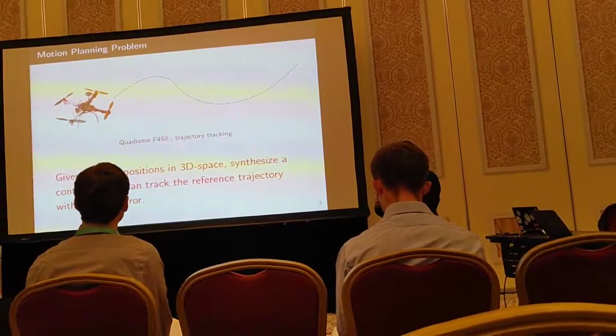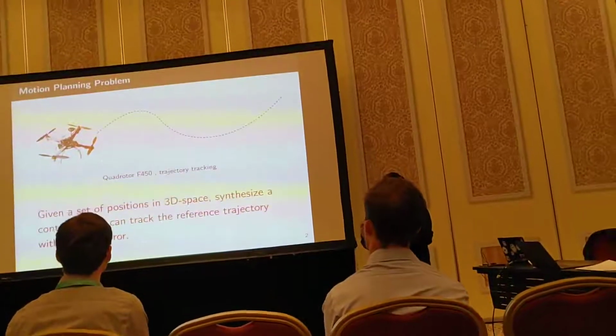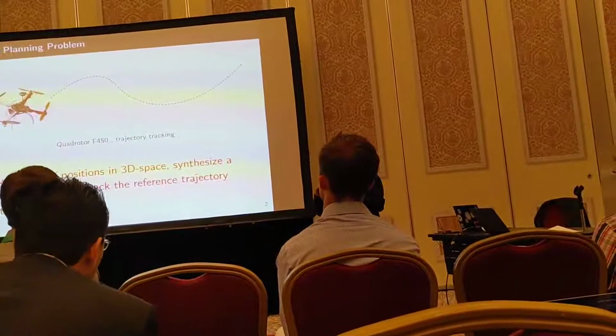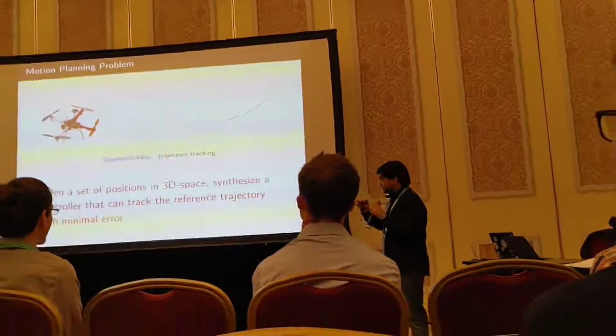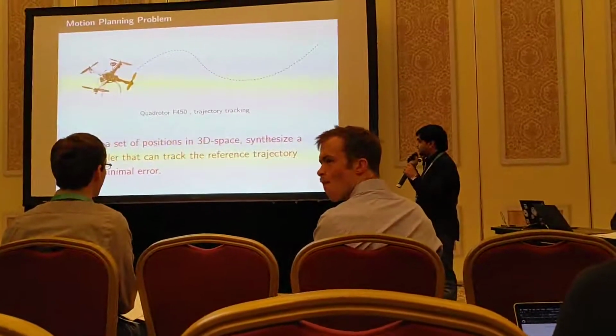We have a problem statement that given positions in 3D space, we need to synthesize a controller that can track this trajectory with the most minimal error. So, in short, we're trying to synthesize a controller for a given trajectory.